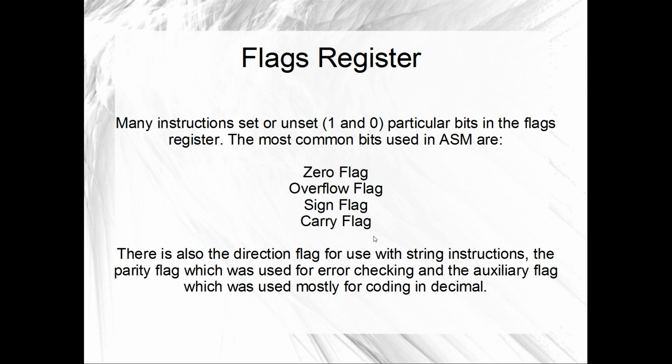This might come across as just a bit of an overwhelming amount of information, but like I said before, I just want to skip through this really quickly so that we can get on to more fun things. Anyway, the most common bits in the flags register are generally called, in 64-bit mode, your zero flag, your overflow flag, your sign flag, and your carry flag. Yeah, there's a bunch more different flags, but we don't usually use them.